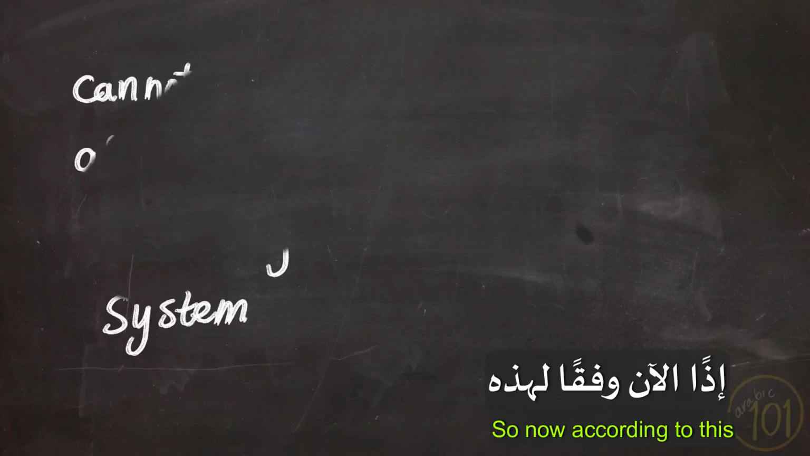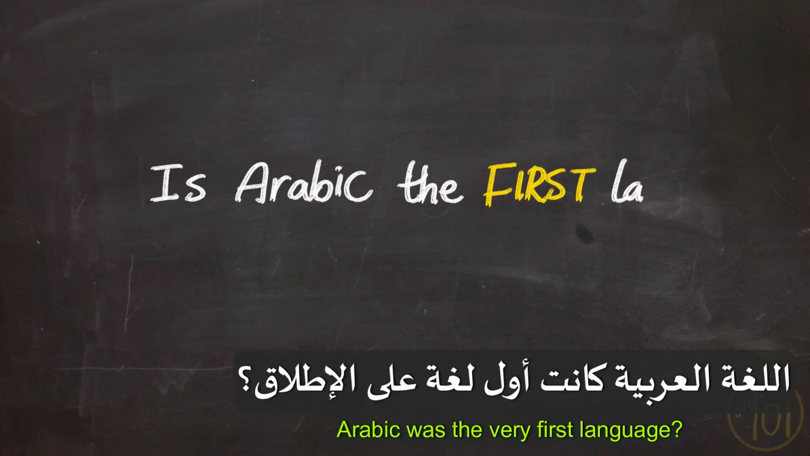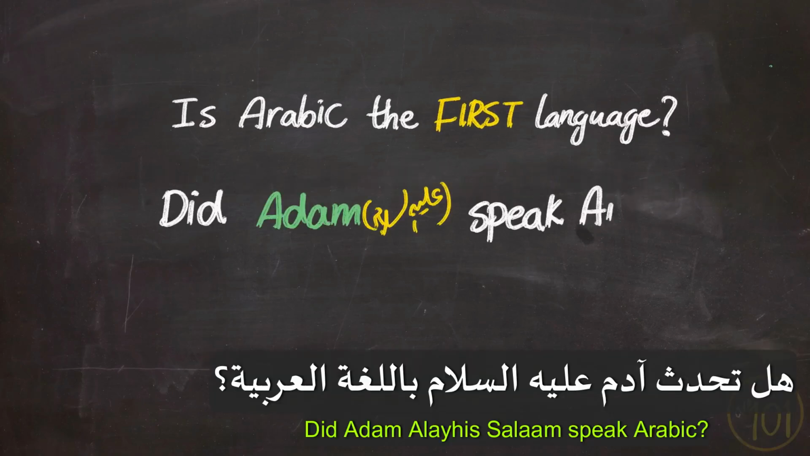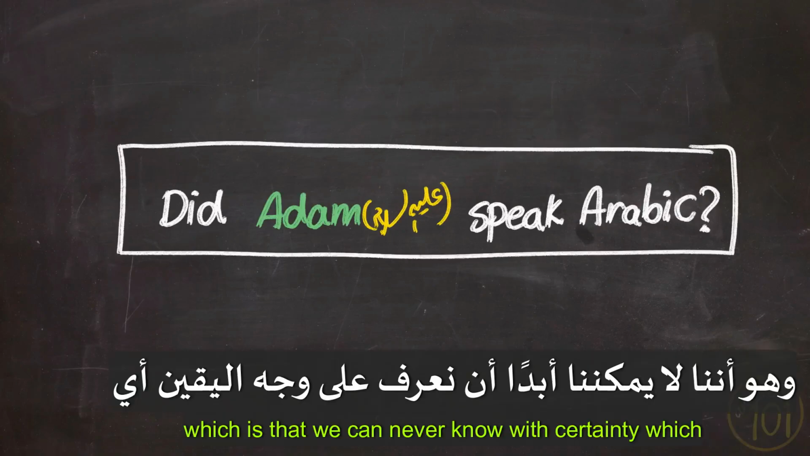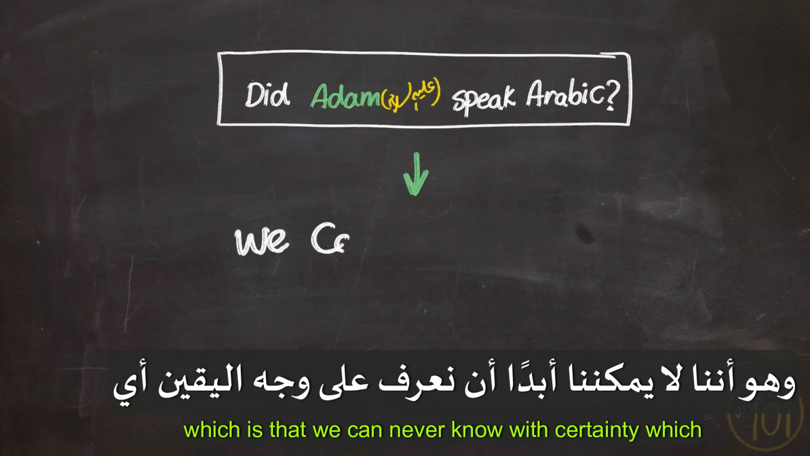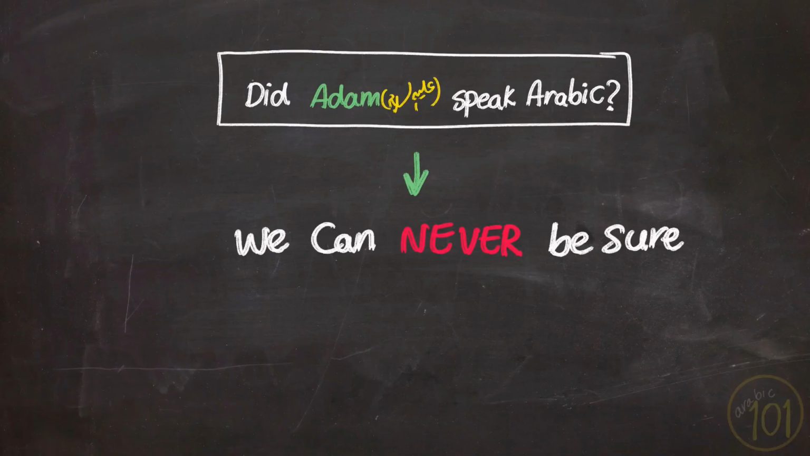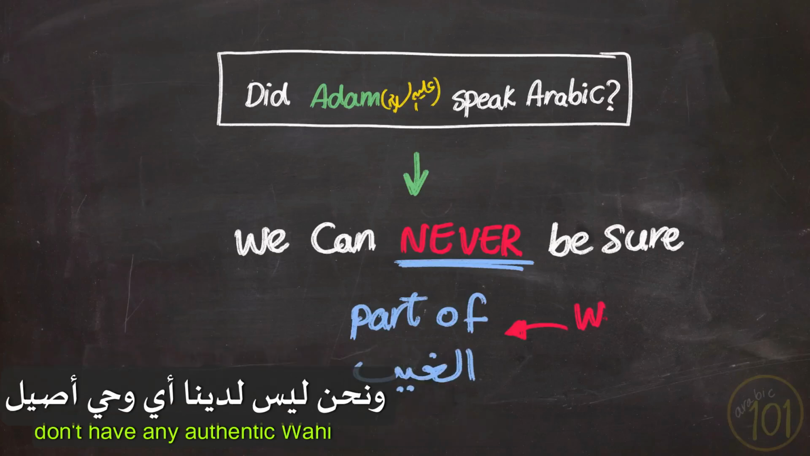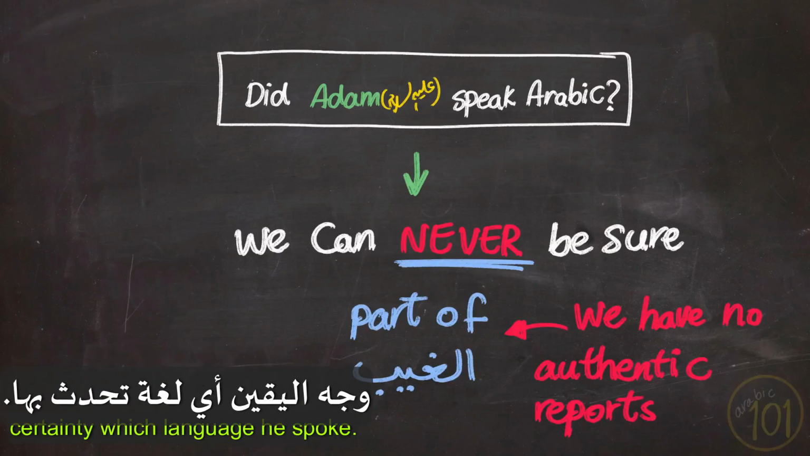So now, according to this theory, does that mean that Arabic was the very first language? Did Adam alayhi salam speak Arabic? Well, one thing is certain, which is that we can never know with certainty which language Adam alayhi salam spoke, simply because this is part of the unseen, al-ghayb, and we don't have any authentic wahi that can tell us with certainty which language he spoke.